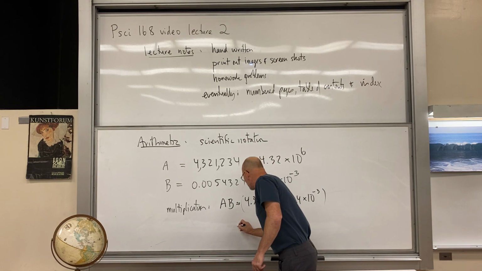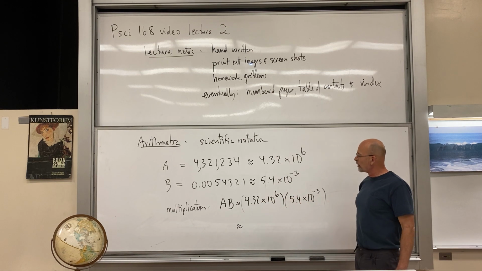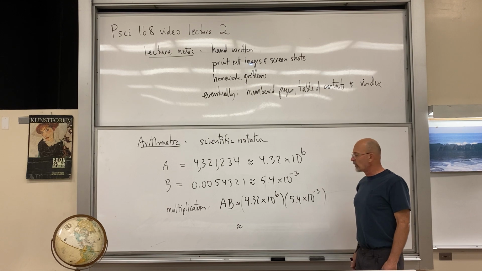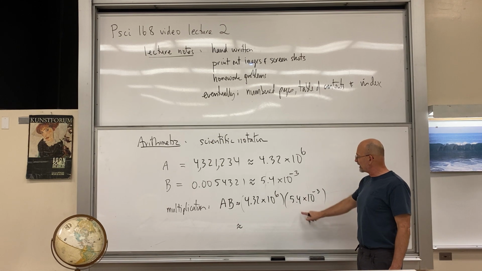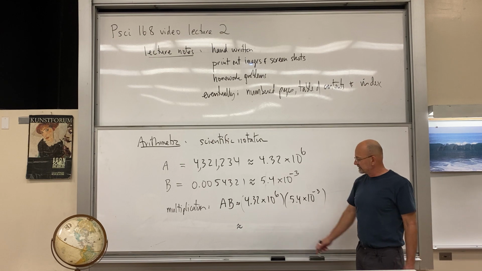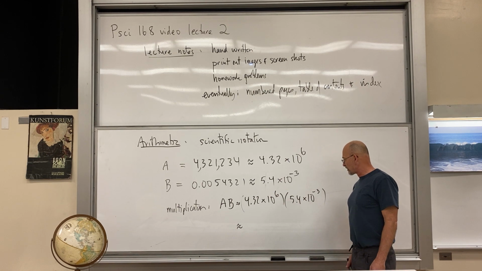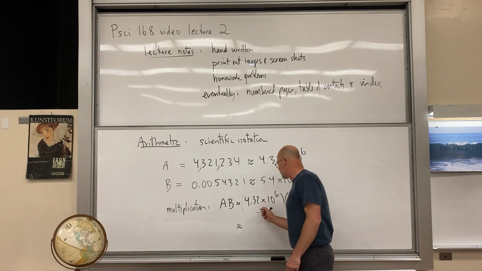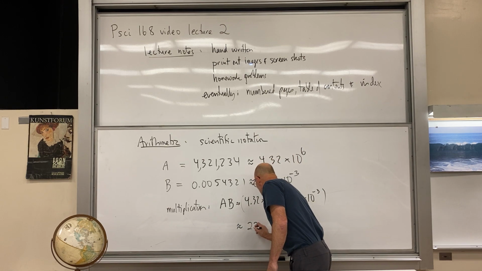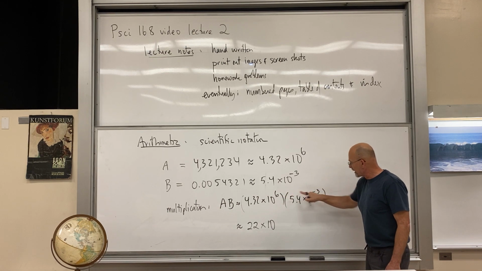So again, approximating 4.32 times 5.4. Well, 4 times 5 is 20, so this is some number that's a bit bigger than 20. So I could just approximate it with 20. Can we do a little better than that? 4 times 5.4 is 20, and 4 times 0.4 is 1.6. So I'm just going to go 22. Approximately 22 times 10 to the 6 minus 3.